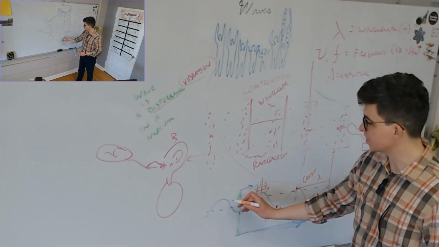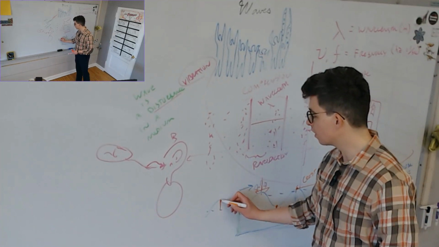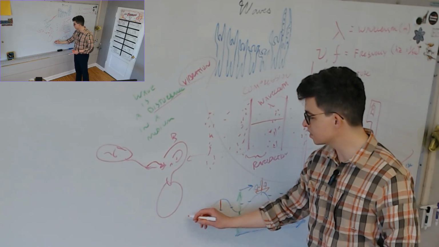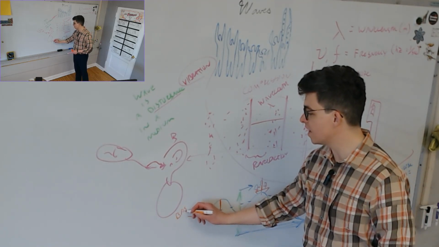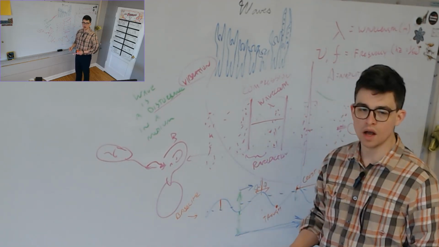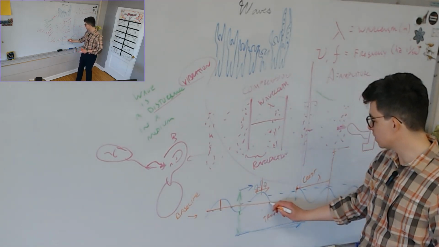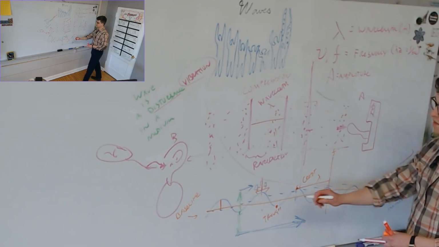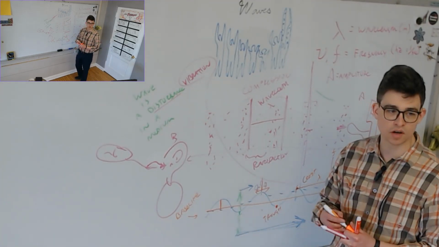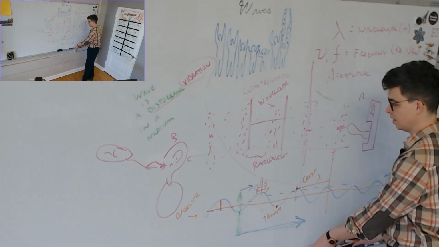The amplitude for a transverse wave is how far it is from the baseline. This is called the baseline. It's sometimes called the origin. But this baseline is kind of the midpoint of the wave. And the height from the baseline to the highest crest, or the lowest trough, is called the amplitude.